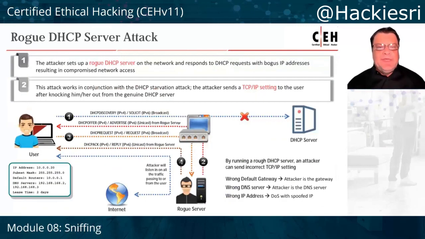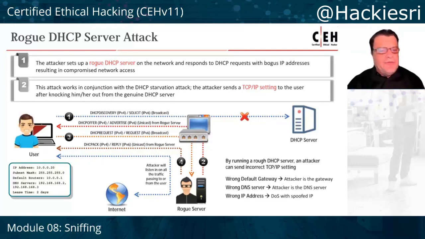Rogue DHCP server attack. In this case, the attacker sets up a rogue DHCP server on the network and responds to DHCP requests with bogus IP addresses, resulting in compromised network access. This attack works in conjunction with the DHCP starvation attack. The attacker sends TCP/IP settings to the user after knocking them off from the genuine DHCP server.